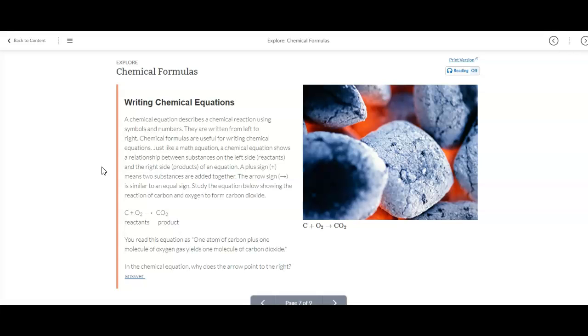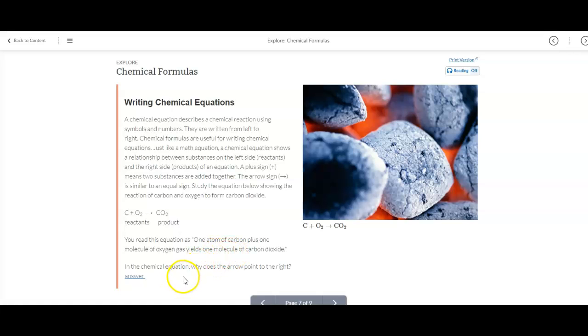So study the equation below showing the reaction of carbon and oxygen to form carbon dioxide. A very basic reaction here: carbon plus O2 yields CO2. So that's what's produced. You read this equation as 1 atom of carbon plus 1 molecule of oxygen. Remember, it's a molecule because it has 2 or more atoms. It yields 1 molecule of carbon dioxide.